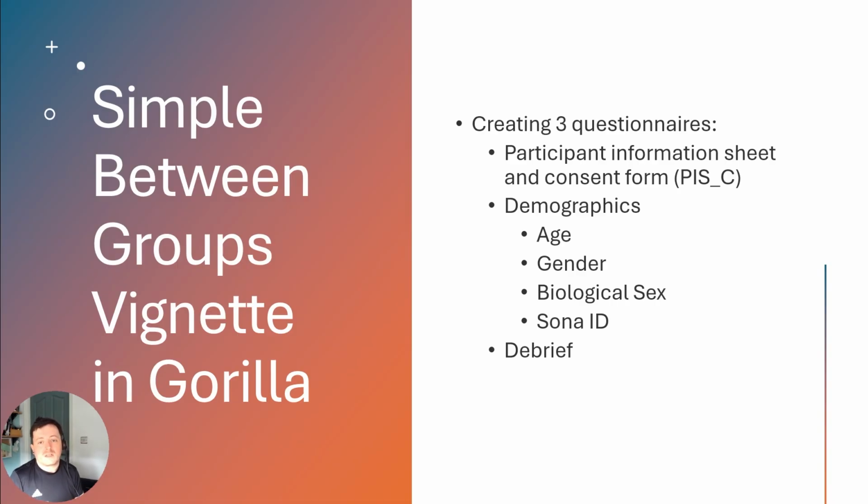we're going to be asking the following questions: age, gender, biological sex, and we're also going to be asking for a unique SONA ID. The final questionnaire that we're going to be making is going to be the debrief sheet, and that's going to be another template as well. So you would find that on Moodle.